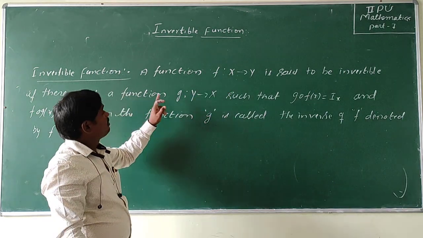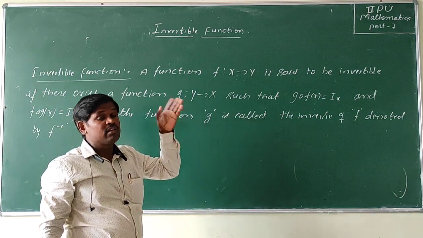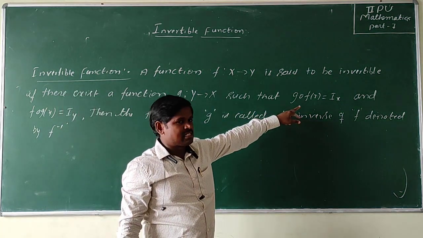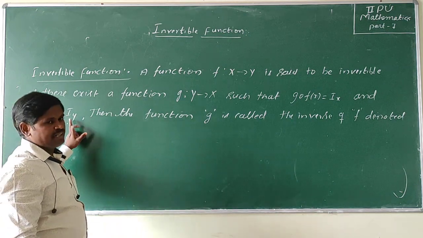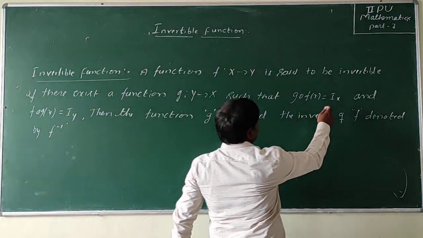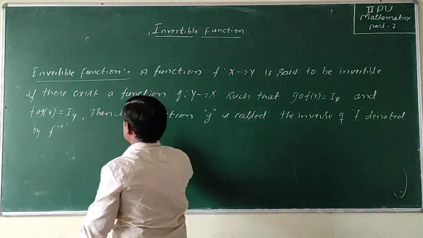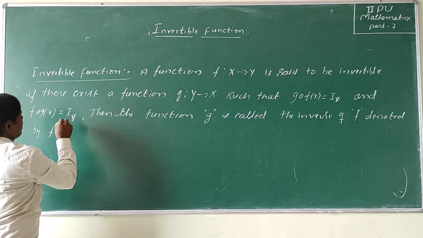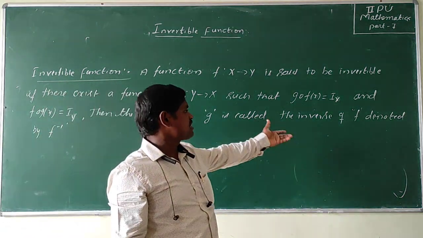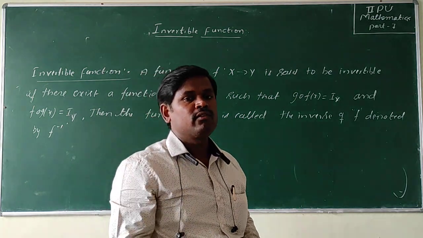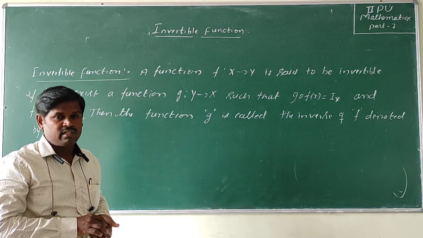So we find g, another function mapping from Y to X, and we verify that g circle f of x and f circle g of y are equal to the identity element of the set, the identity function of X, and the identity element in the set Y. Then the function g is called the inverse of f, and it is denoted by f inverse. So this is the definition of invertible functions. It is very important.